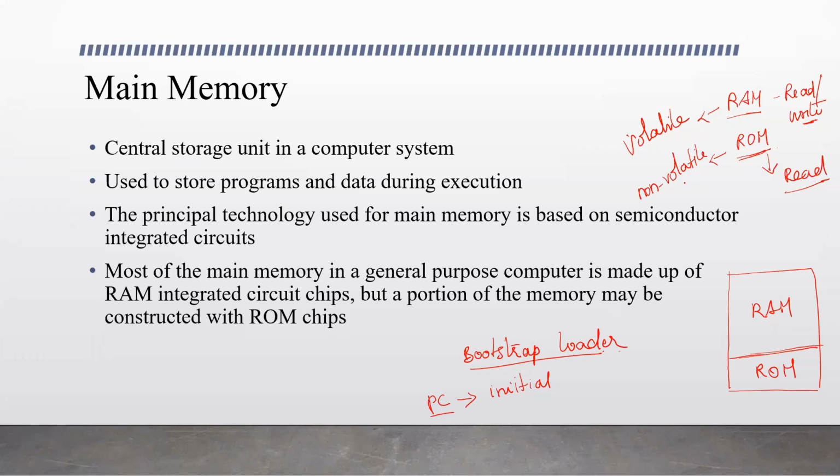This is how the main memory is designed. Main memory consists of random access memory and read-only memory. In random access memory, the operations performed are read and write, so the programs and data that are stored in RAM can be changed.